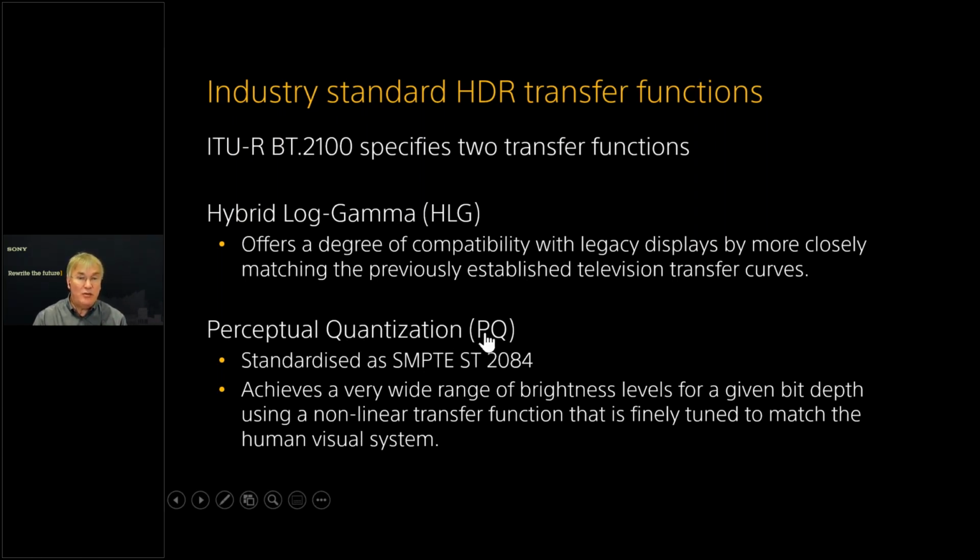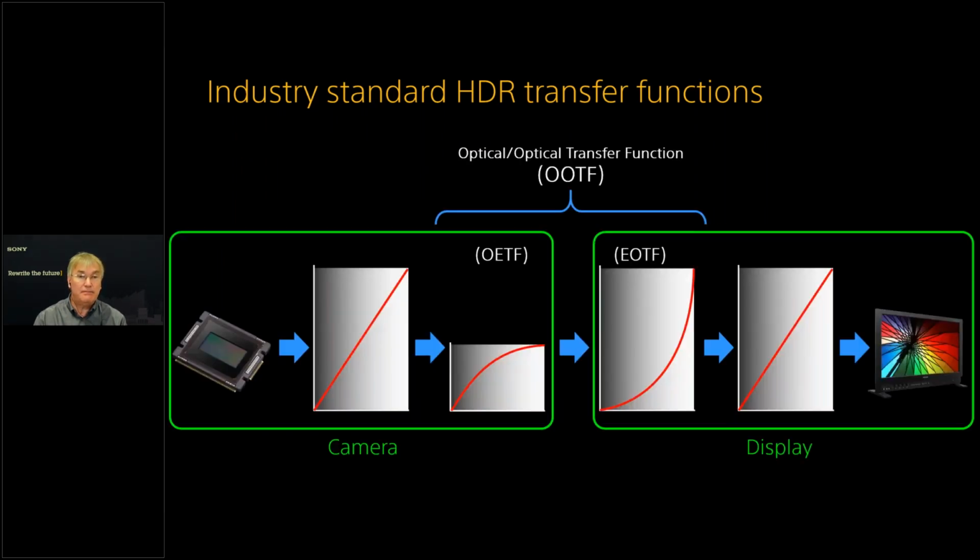Perceptual quantizer, or PQ, achieves a very wide range of brightness levels for a given bit depth using a non-linear transfer function that is finely tuned to match the human visual system. So this is seeking to tune the television to exactly what the human eye is going to see or can see.